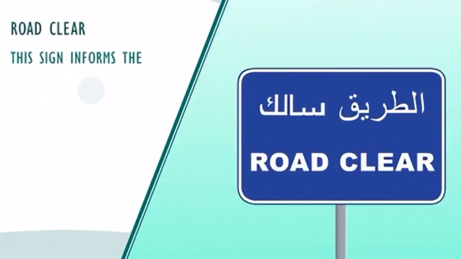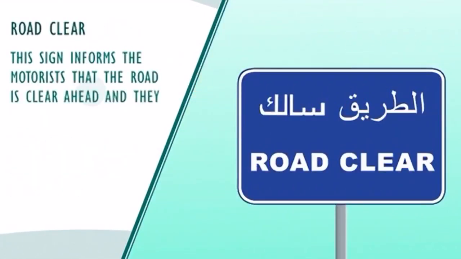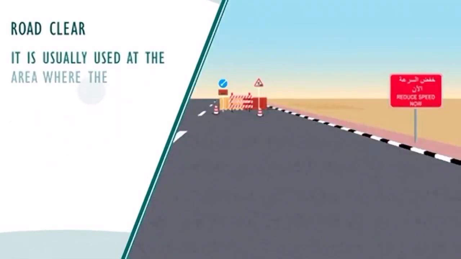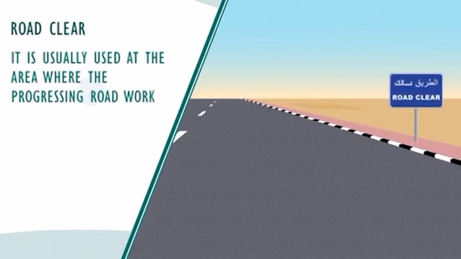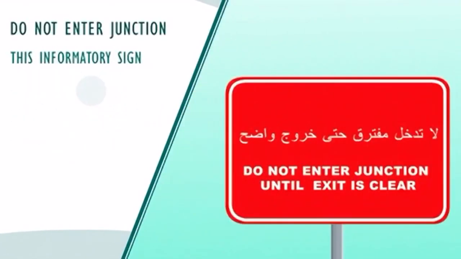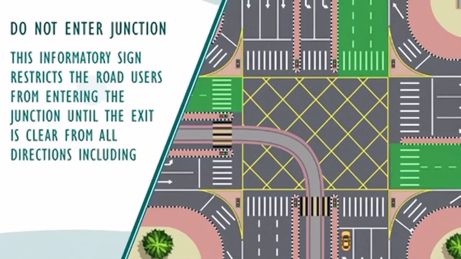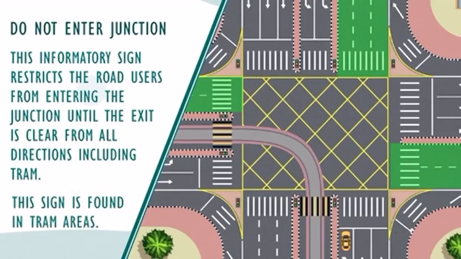This sign informs the motorists that the road is clear ahead and they can continue within the speed limit posted on the road. It is usually used at the area where the progressing roadwork ends or at the removal of obstructions. This informatory sign restricts the road users from entering the junction until the exit is clear from all directions including tram. This sign is found in tram areas.